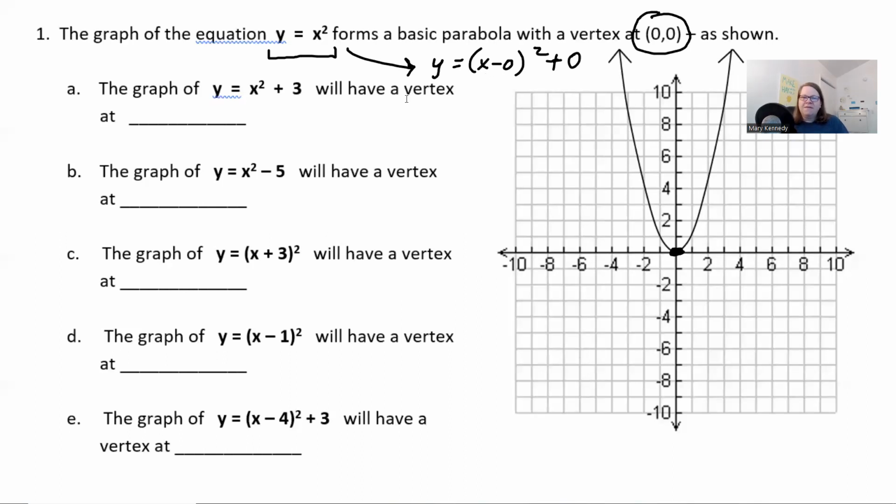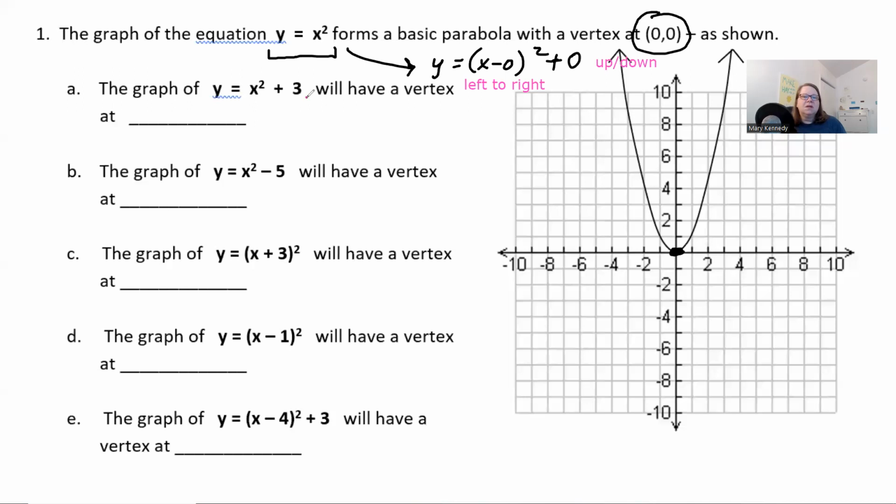But seeing it there might help you understand why the vertex is at 0, 0. This is the left to right movement in the parentheses, and the plus at the end is the up or down movement. The parentheses is the left or right, and then the plus at the end is the up or down movement.